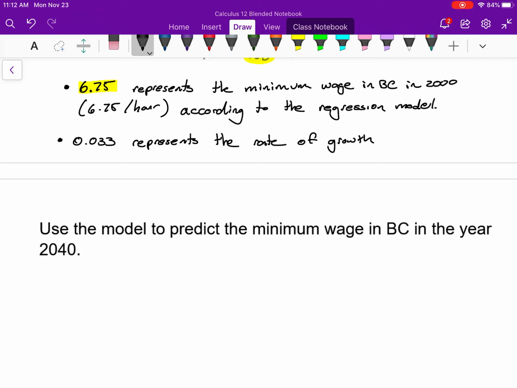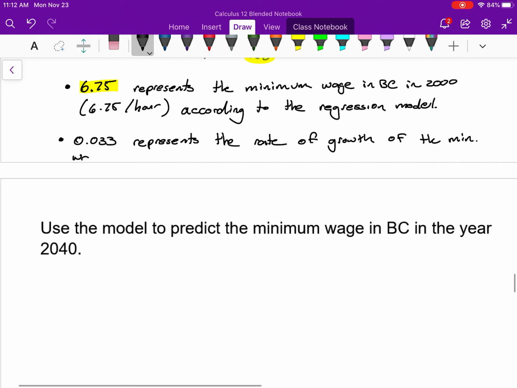Or I should say, and really, I probably should say the average rate of growth, like on average each year. But I'll say rate of growth of the minimum wage in BC. And so in this case, it's growing on average by about 3.3% per year. Like I said, a rate of growth has to have some sort of time frame. And again, according to the model.